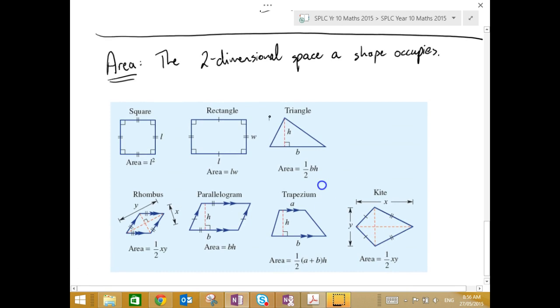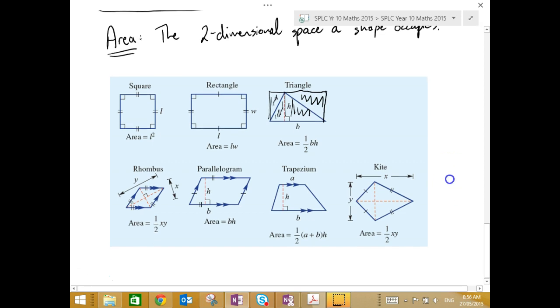They call it half base times height, but if you have a look, it's half of length by width, isn't it? Because you can see that this part of the triangle corresponds exactly to that part, and this part of the triangle corresponds exactly to that part. So a triangle occupies exactly half of a rectangle.